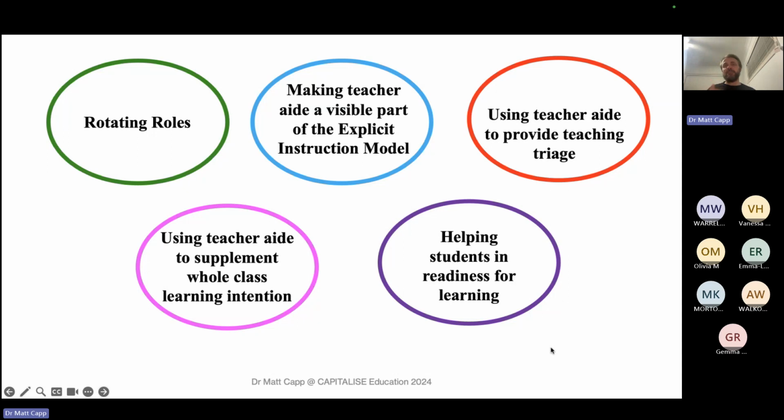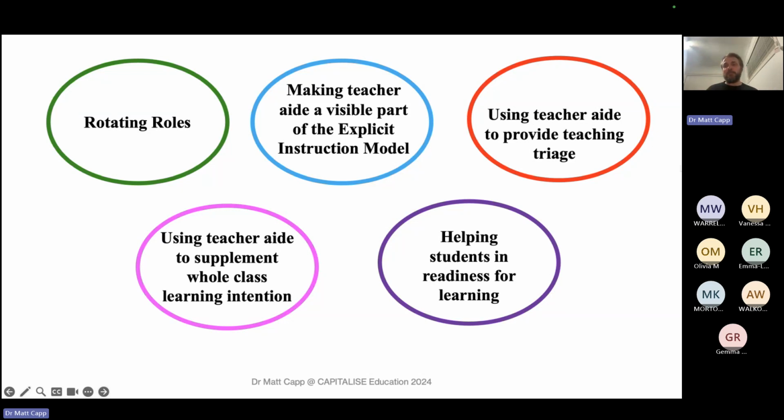So when the teacher's modeling a skill or teaching some knowledge, the teacher aide walks around the room and identifies who needs the most help, then the next and so forth, then goes over to the teacher and says, these are the kids who need priority support and you need to support them. So then the teacher goes and supports those students, and then the teacher aide supports the remainder of the class. The teacher aide might supplement that whole class instruction with other skills or help students with readiness to learn.